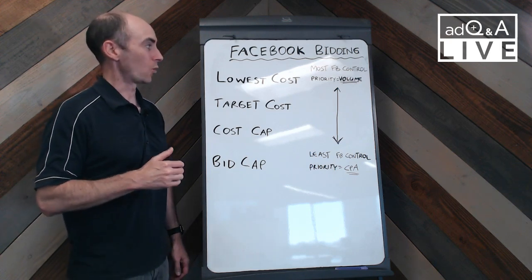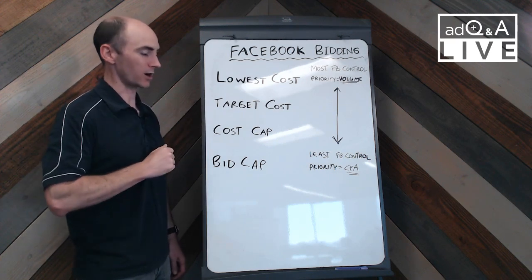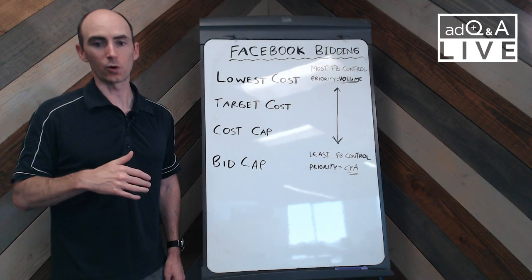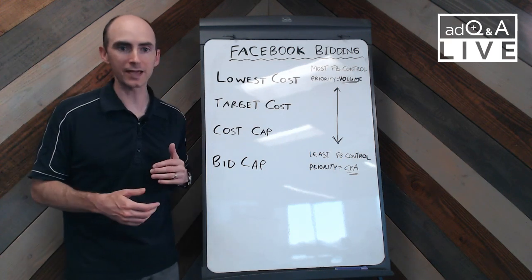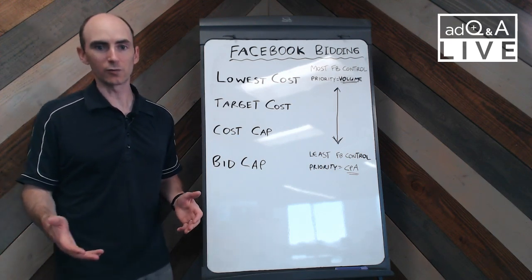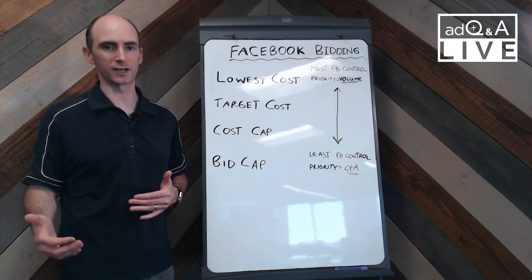So what are the different ones out there? There's lowest cost, target cost, cost cap, and bid cap. And for people who are just getting started, there's probably a lot of confusion around which one should I pick? What's best? What's worst? And like many things on Facebook, it really depends on what you're trying to accomplish. There's not really a best or worst for every single scenario.